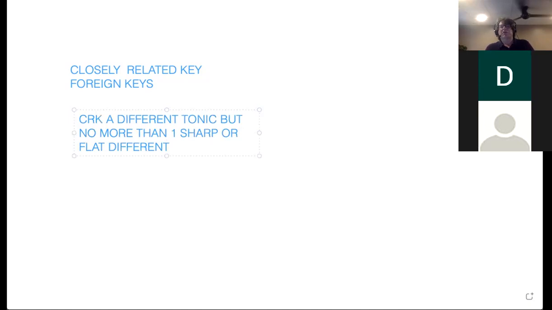So let's figure out what that means. There are 5 closely related keys to any major or minor key. Let's see if we can figure that out. So let's pretend we're in the key of C. Key of C has no sharps or flats. So what are the 5 keys that do not have C as their tonic, but have no more than one sharp or one flat difference? So they either have no sharps or flats, or one sharp or one flat. What might they be? Go ahead, shout them out.